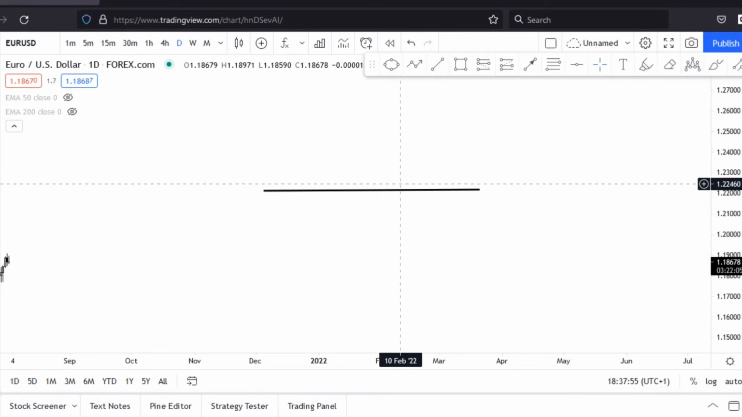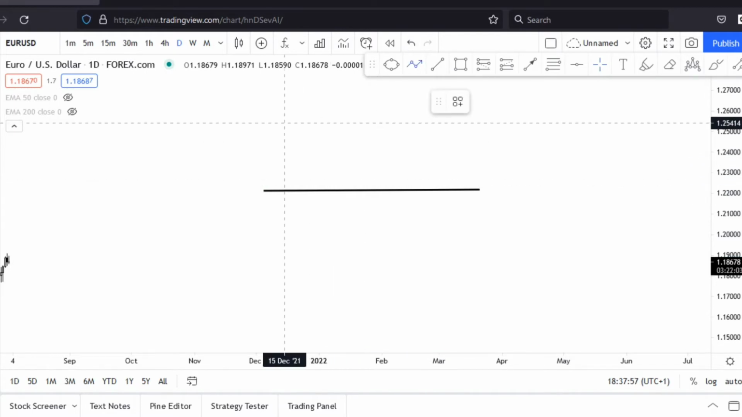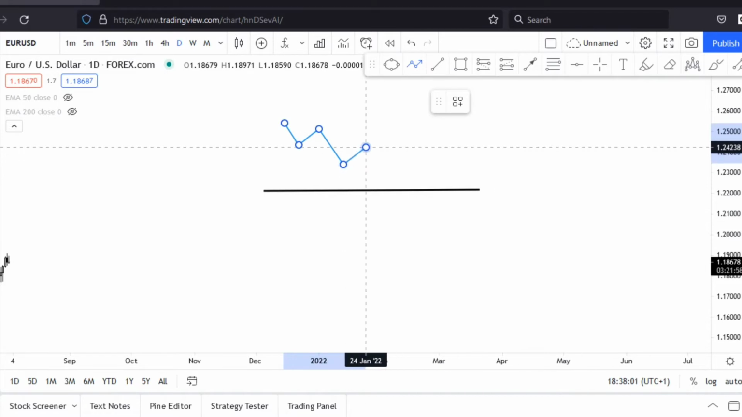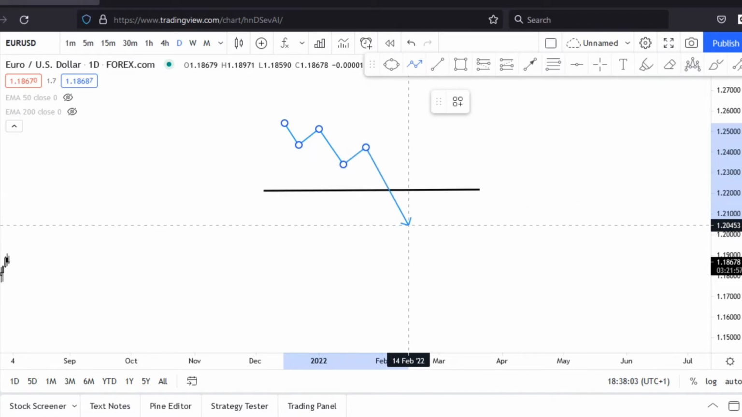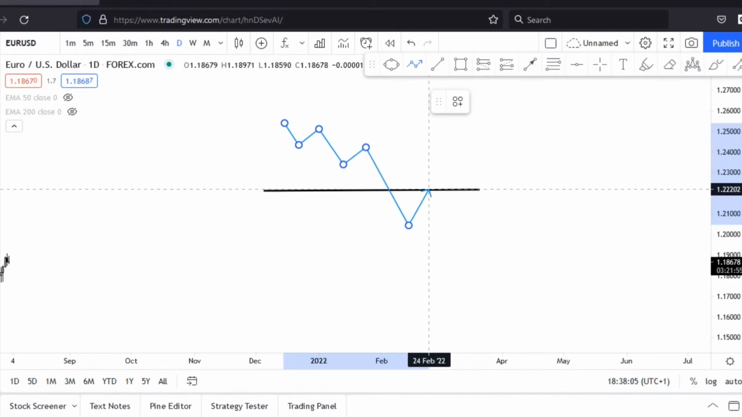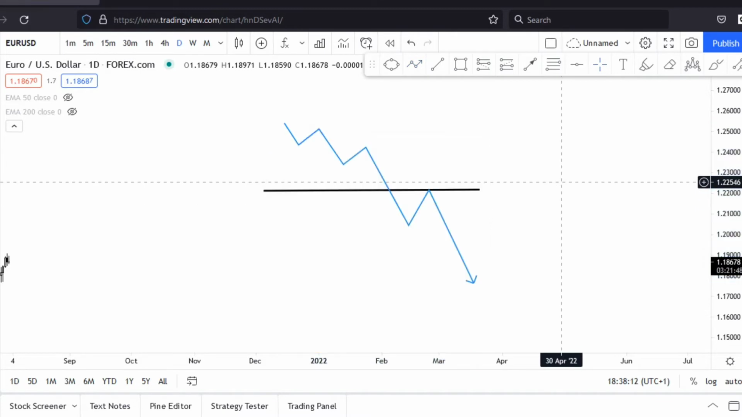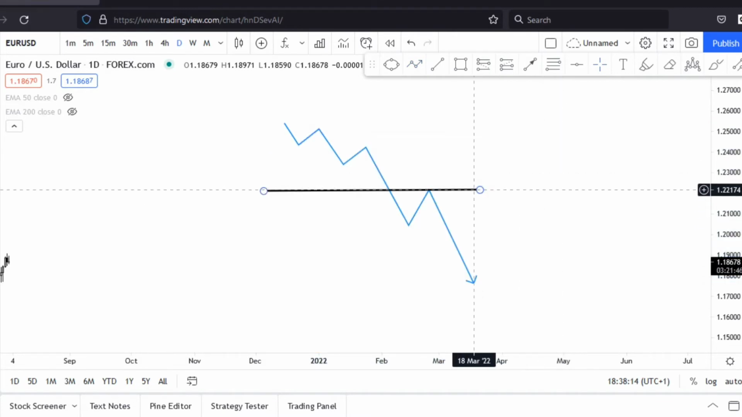So assuming this is your support level, price forming lower lows and lower highs, lower lows and lower highs until it gets to the support level. Price eventually breaks it, comes back to test it, gives a bearish signal over here, and you take your trade back down to the downside. Okay, so this is a very easy strategy.